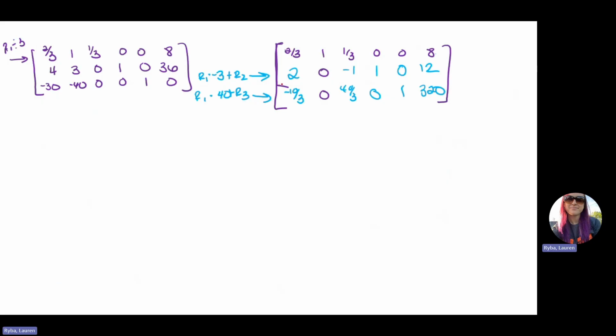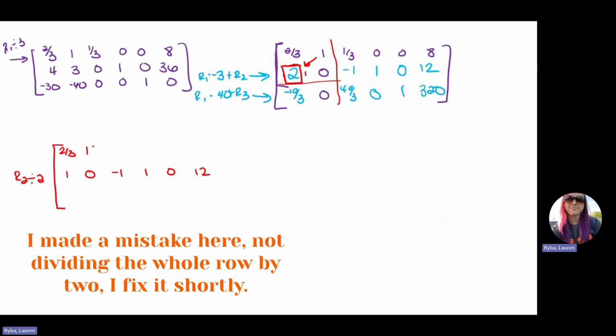Okay. Our goal is working with this right here to be our 1001. So I know that the one diagonal from the 1 has to be my next 1. So my goal is to turn that into a 1. If I take row 2 and divide it by 2, it's going to change that into a 1. So 1, 0, -1, 1, 0, 12. Keep everything else the same.